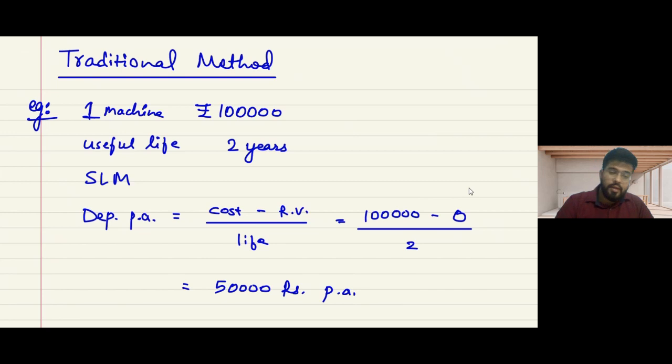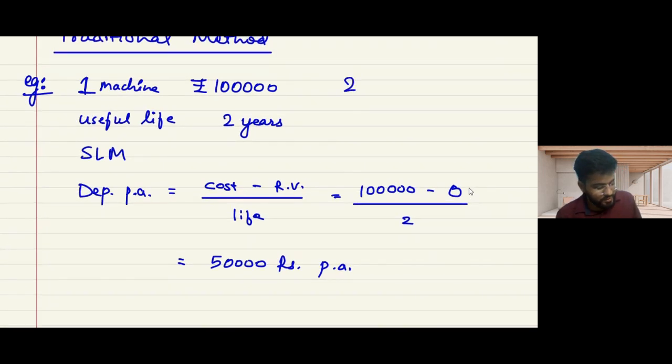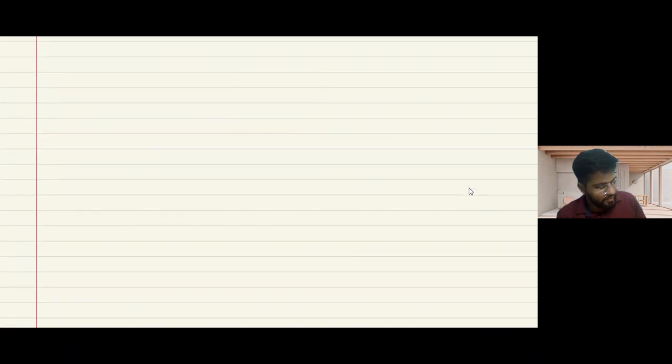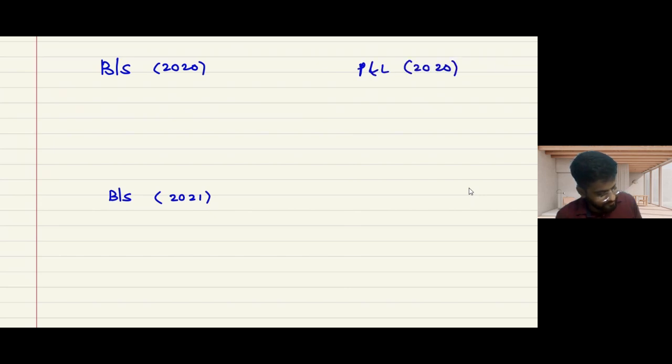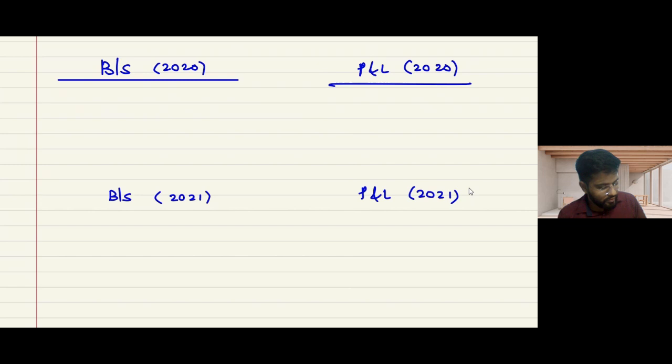But now let's go to the balance sheet presentation and the P&L presentation of both the years. This was purchased in year 2020. So obviously I will need a balance sheet for year 2020 and a balance sheet for year 2021, and I will need P&L for 2020 and the P&L for 2021. So four things I am preparing simultaneously over here.